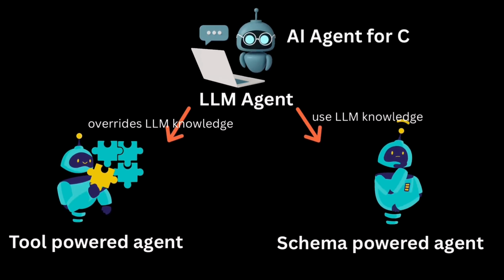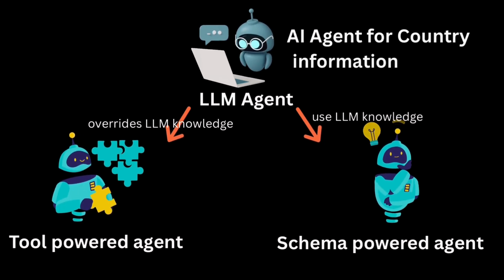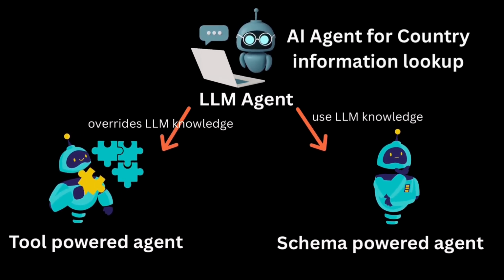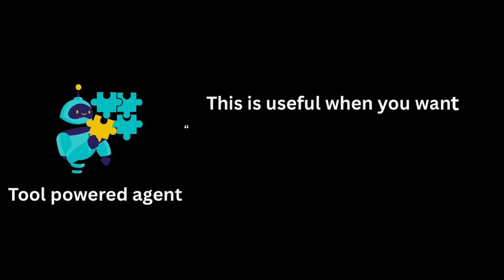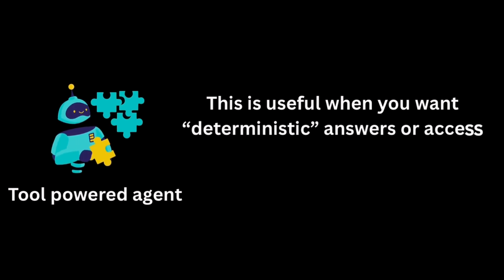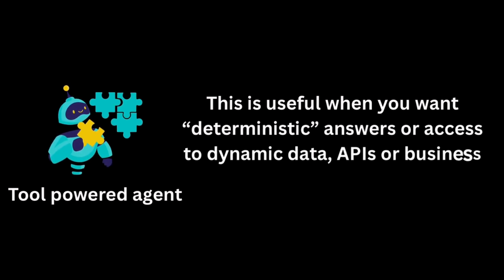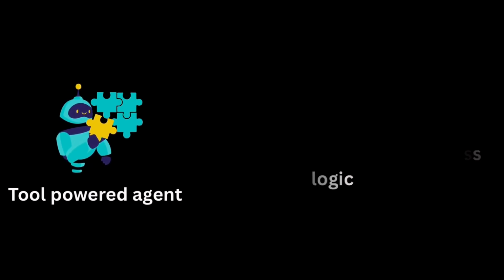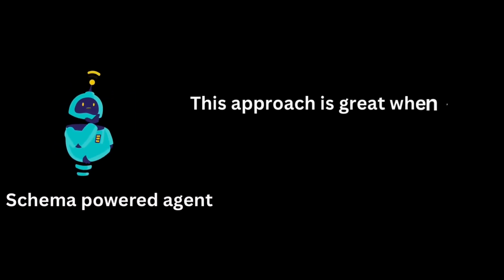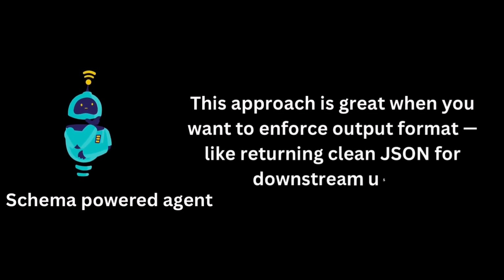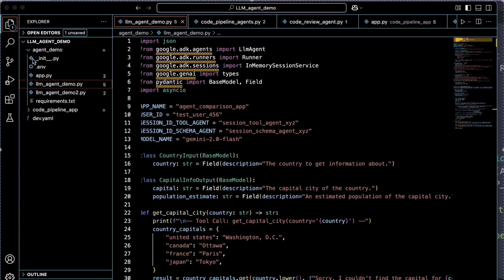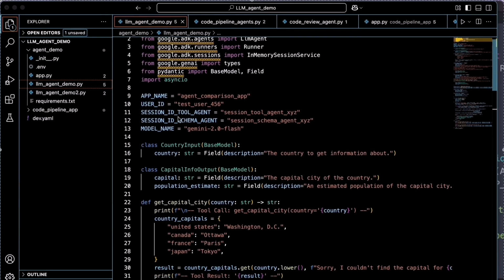For this demo, I have created an AI agent for country information lookup. For that, I have created two agents, a tool-powered agent and a schema-powered agent. The tool-powered agent overrides LLM knowledge and the schema-powered agent uses LLM knowledge. The tool-powered agent is useful when you want deterministic answers or access to dynamic data, APIs or business logic. The schema-powered agent is great when you want to enforce an output format to return JSON for downstream use, and it uses LLM knowledge.